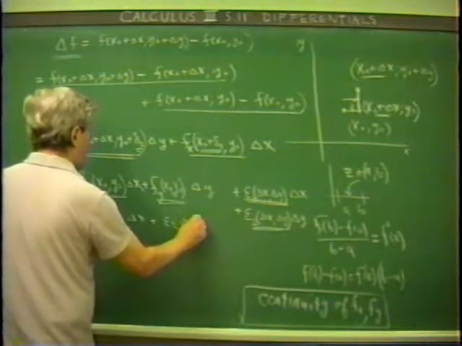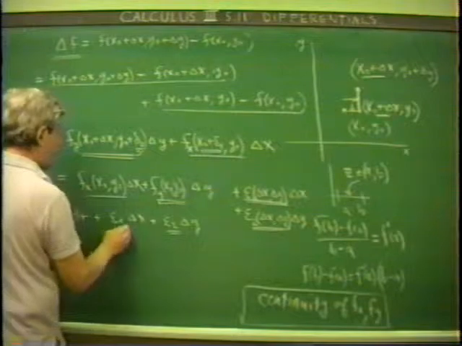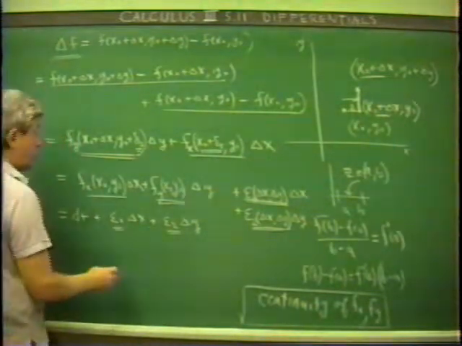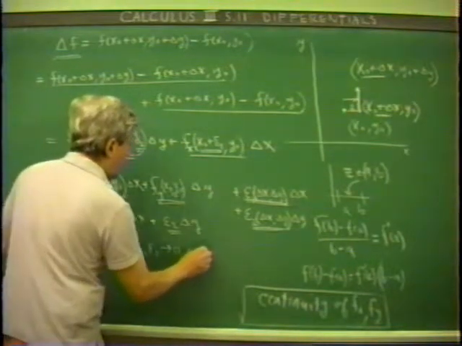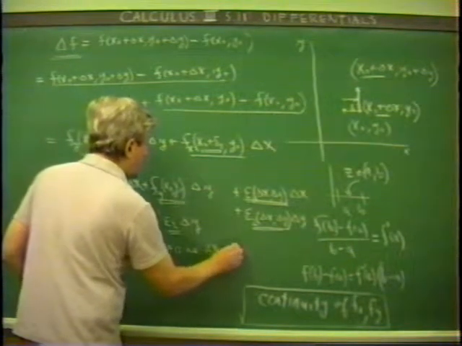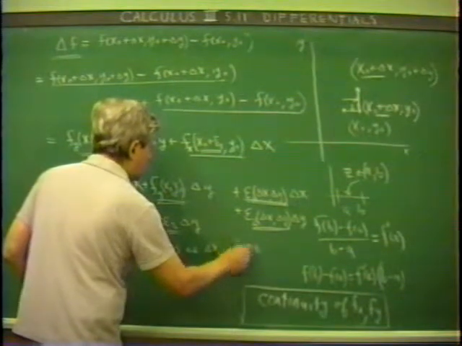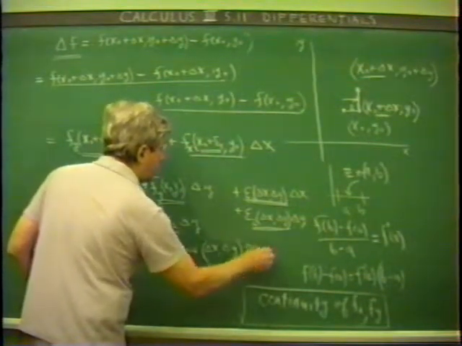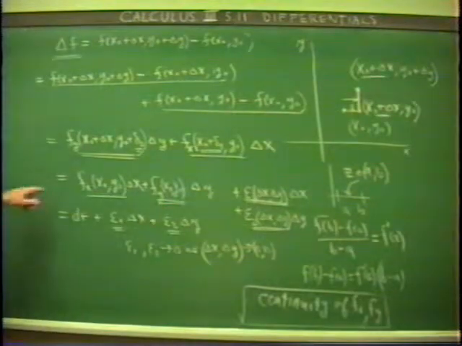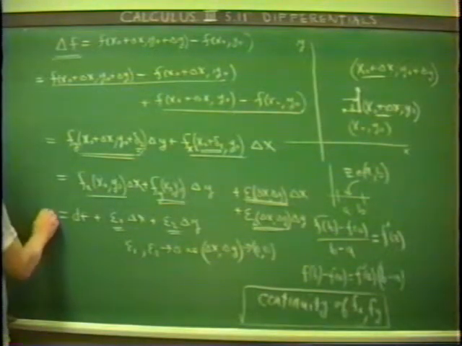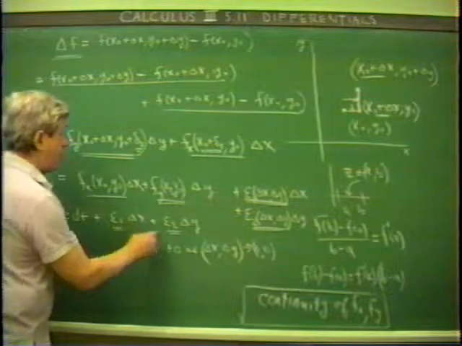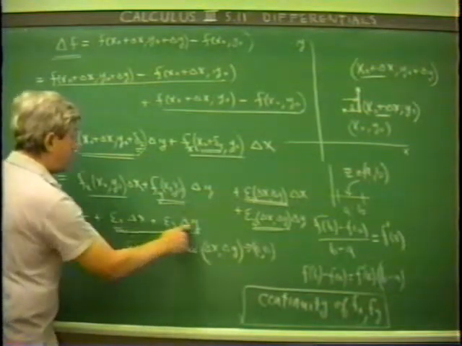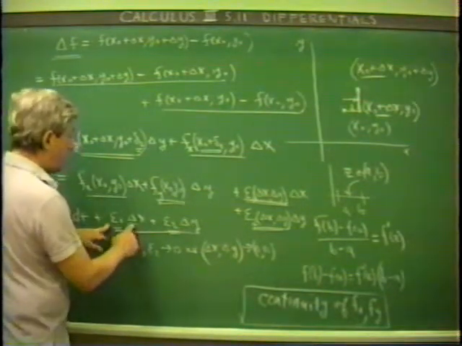All right, now, but what is this? This is df, right, plus epsilon 1 delta x plus epsilon 2 delta y. Well, epsilon 1 and epsilon 2 depend on these two, but they go to 0 as delta x and delta y approach 0, or as delta x, delta y approaches the point 0, 0. So what this says is that df is a good approximation for delta f in the following sense.